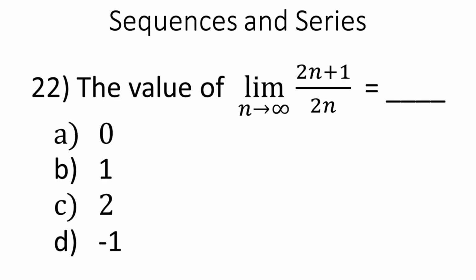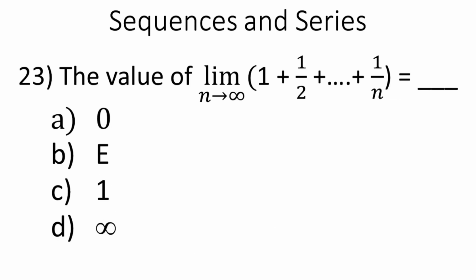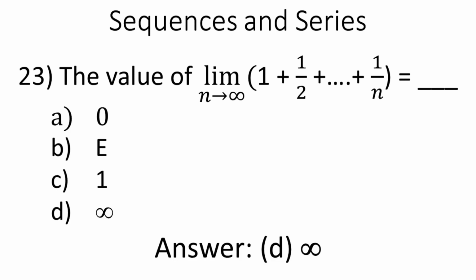Question number 22. The value of the limit as n tends to infinity of 2n plus 1 by 2n. Here we can apply the limit after cancelling the highest powers of n, and we will get the answer 1. Question number 23. The value of the limit as n tends to infinity of 1 plus 1 by 2 plus etc. plus 1 by n. Answer is infinity. This is a repeated university question.